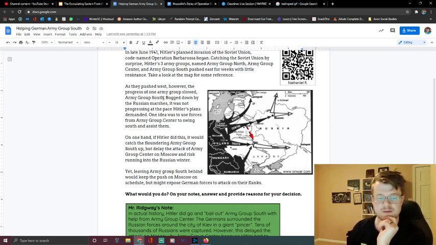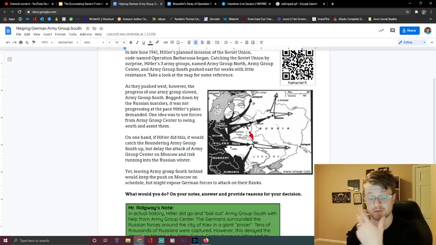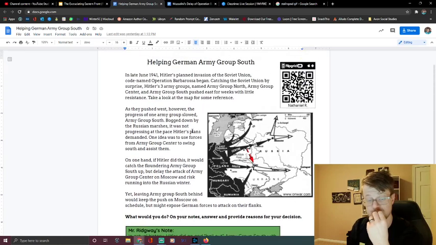Okay. As they pushed west, however, the progress of one army group slowed, Army Group South. Bogged down by Russian marshes, it was not progressing at the pace Hitler's plans demanded. One idea was to use forces from Army Group Center to swing down south and assist them. On one hand, if Hitler did this, it would catch the floundering Army Group South up, but it might delay the attack of Army Group Center on Moscow and risk running into the Russian winter. Yet, leaving Army Group South behind would keep the push on Moscow on schedule, but it might expose German forces to attacks on their flanks. So what would you do?